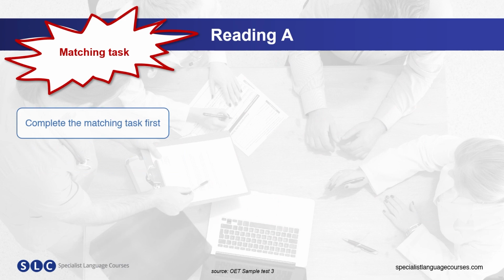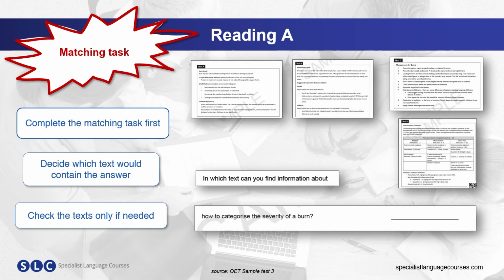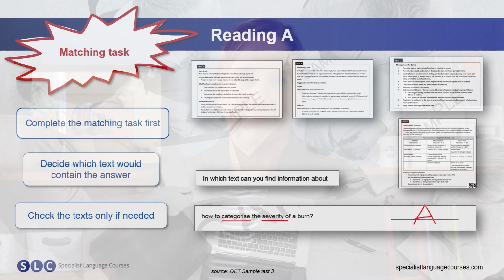So what strategies should you use to complete the tasks? Let's take a look. Complete the matching task first, as it will prepare you better for the other tasks. Decide which text would contain the answer and check the text only if needed. So for this one, which text would the answer be in? How to categorize the severity is definitely going to be in text A. Let's move on to the other tasks.